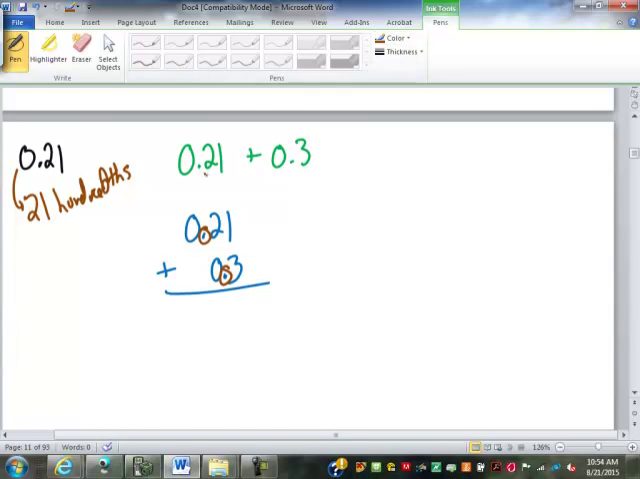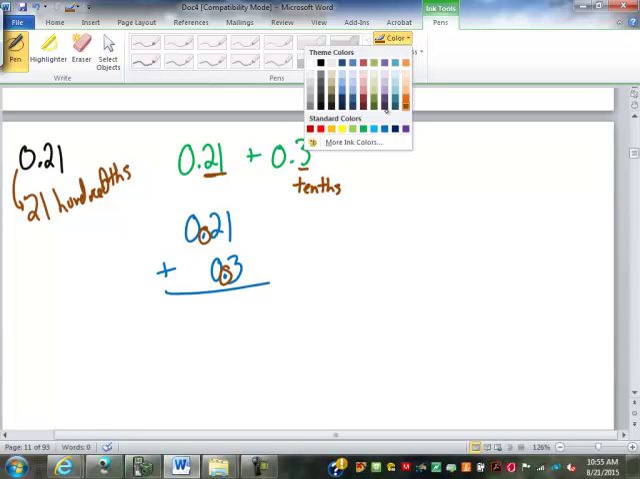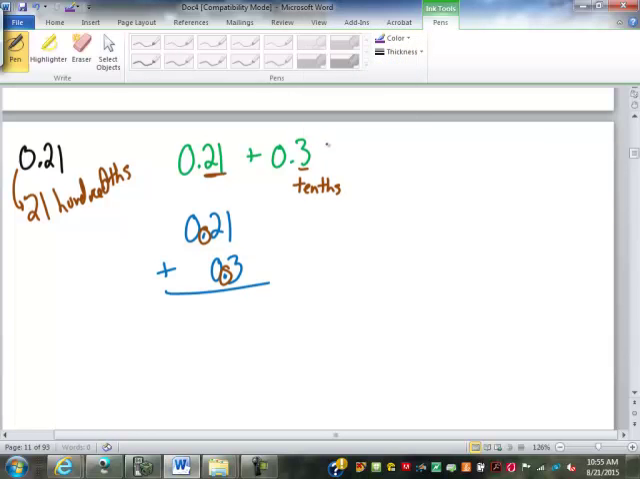Well, if we look at this, this is 21 hundredths. This is 3 tenths. They have different names. Fortunately, I can just do this. If I add a 0, now that is 30 hundredths. And now when I go to add them, the decimal points automatically line up. 21 and 30 make 51.